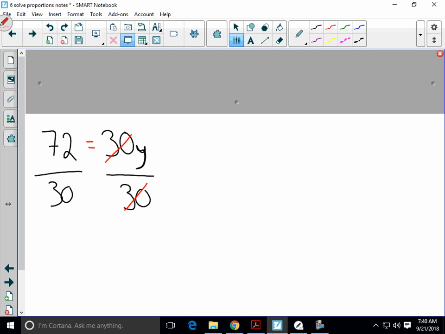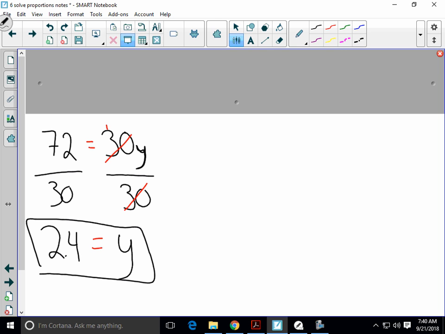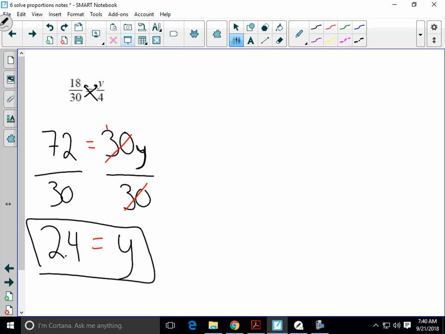Okay, 30 divided by 30 is 1. 1 times y is just y. And 72 divided by 30, put that in my calculator, I'm getting 2.4. So your missing number is 2.4. All right, so that missing number on top that we were looking for, that's 2.4.